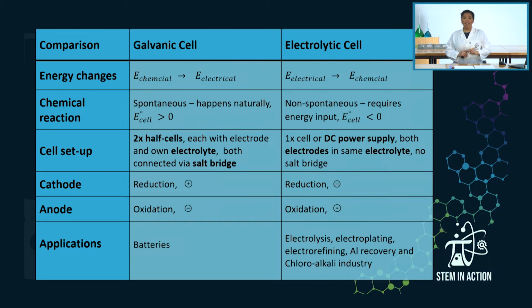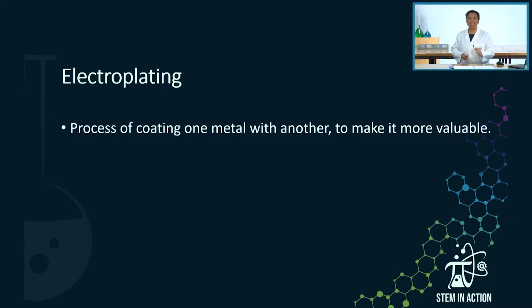And then the applications, we use galvanic cells in all our batteries. Those are examples of galvanic cells, where we are taking chemical energy and converting it to electrical energy. And our electrolytic cells have major applications in industry, in electrolysis, electroplating, electrorefining, and we'll explore some of those now. So let's have a look at some of the applications of electrolytic cells in industry. So what is electroplating?